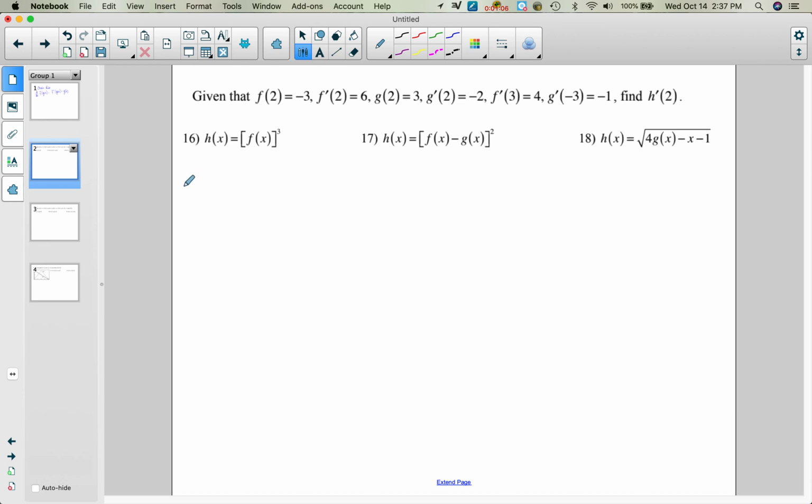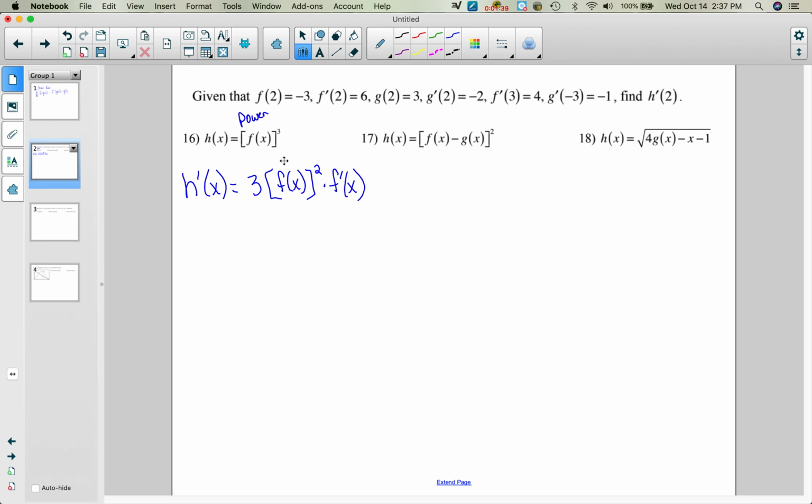So I'm going to start with number 16, and so we're going to get h prime of x equals. So this is a power rule problem. So I'm going to do 3 times f of x, so the inside left unchanged, drop that down a power, times the derivative of what's inside, which would be f prime of x. So this is my derivative. Again, power rule, 3 times f of x squared, because it's the inside left unchanged, and then drop the power down, times the derivative of the inside function.